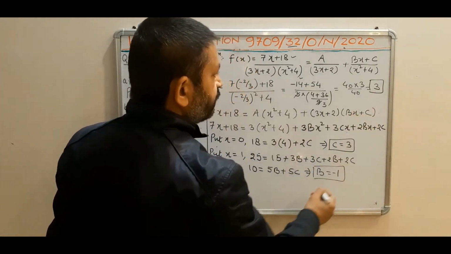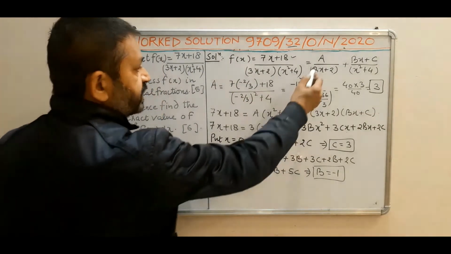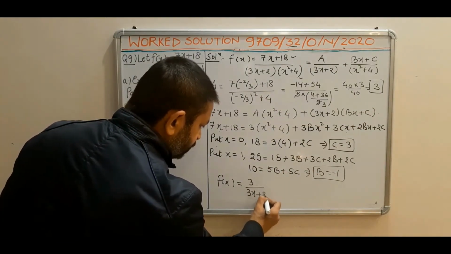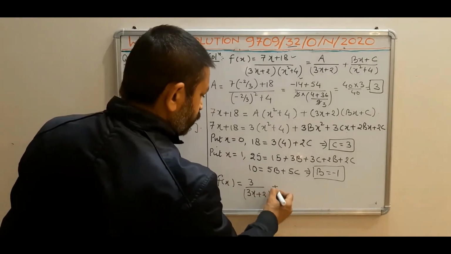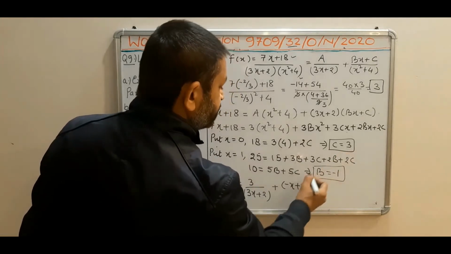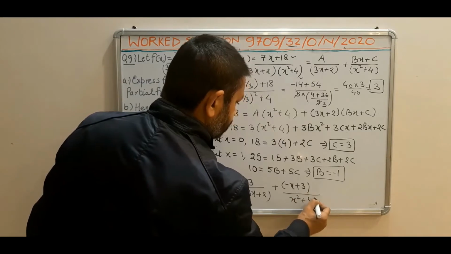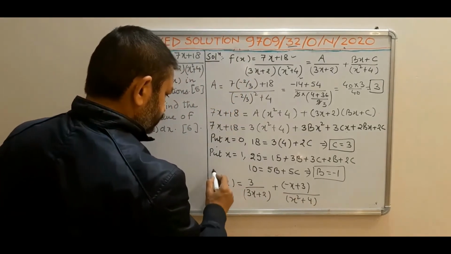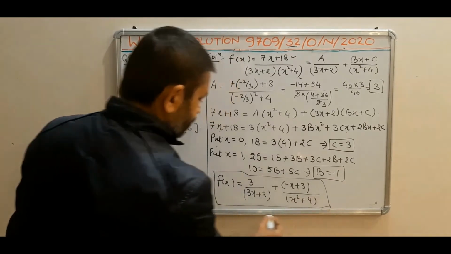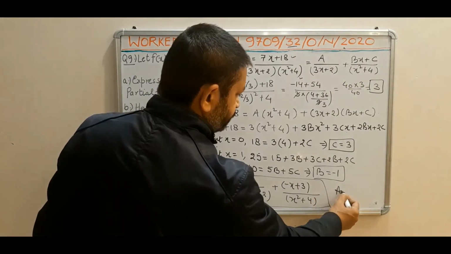So we got all the three values. Now we can express f(x) as, what is A? A is 3. So it is 3 upon 3x + 2, plus, what is B? B is minus 1. So it is (minus x plus, what is C? C is 3) upon x² + 4. This is the answer for part A. We have expressed f(x) in partial fractions.